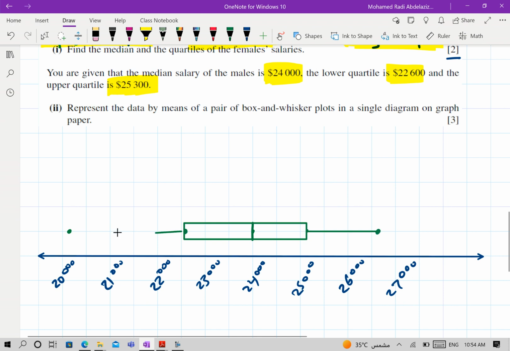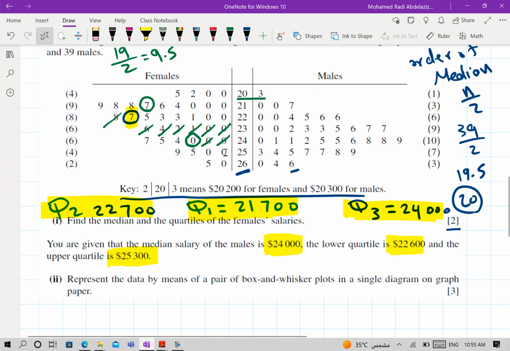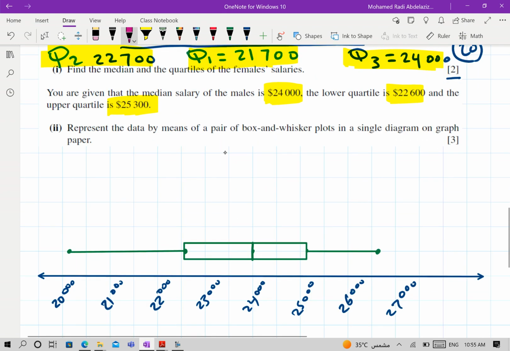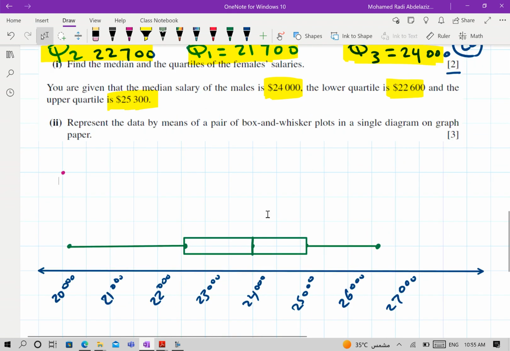By the same way for girls. It asks to draw both. Represent data by means of a pair of box and whisker plots for male and female. Do we need to use the jacket? No, it's okay. If we start the second one, we also need 5 values: upper, lower, median, minimum, maximum. Minimum value of female is 20,000. The highest value, 26,500.